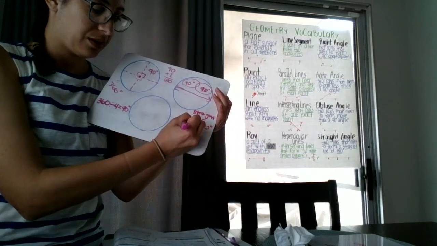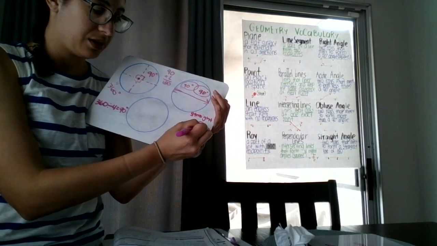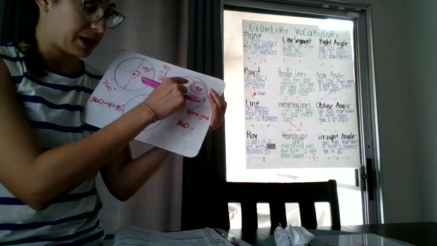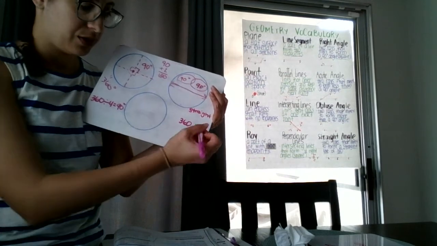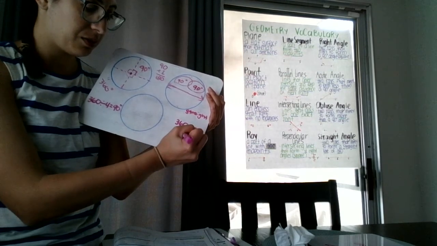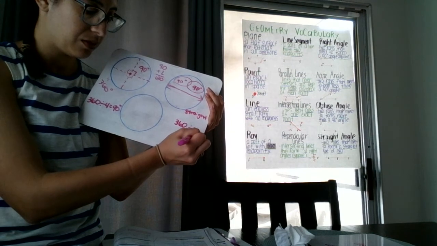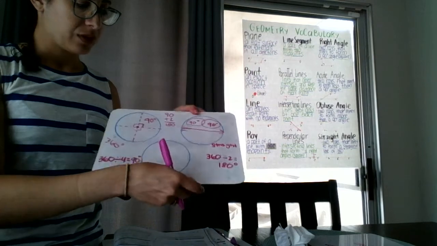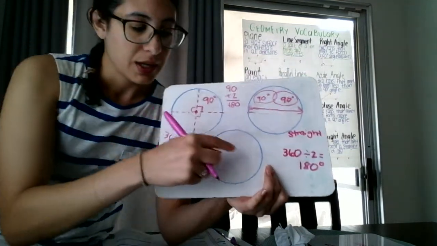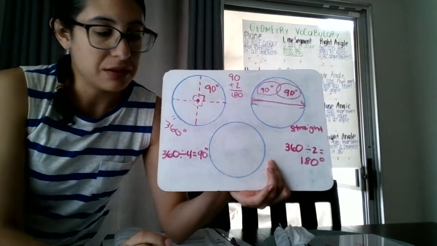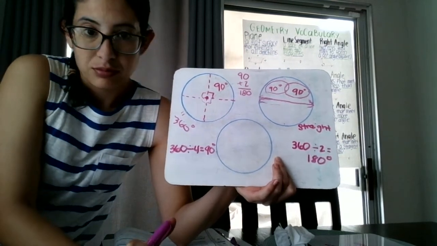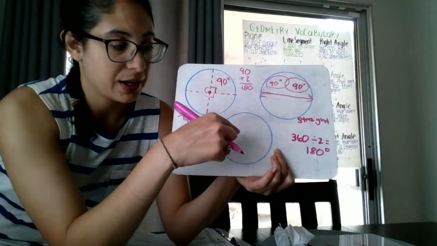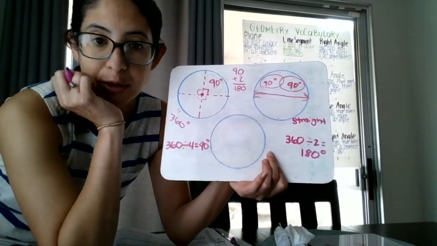Remember, the whole circle is equal to 360. So I would write 360 divided by how many parts? 2, right? And that equals 180 degrees. Okay? So, can I break my circle up into anything? Yeah, I can break my circle up into whatever parts I want.